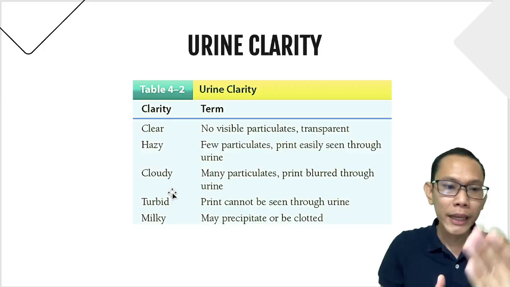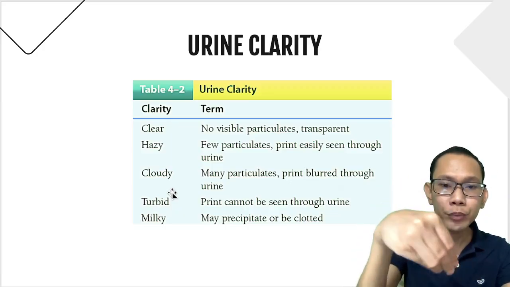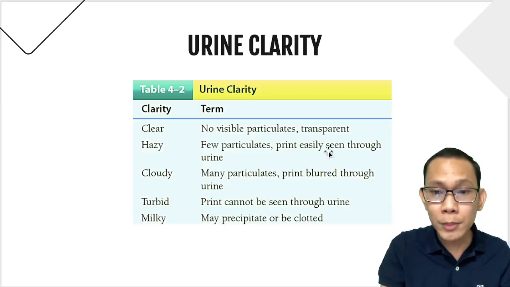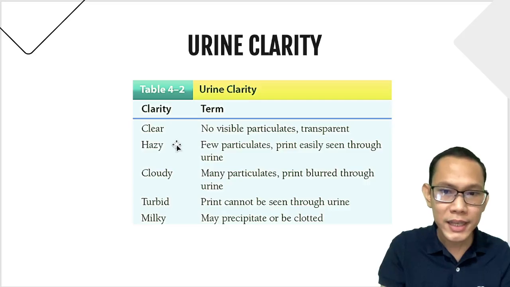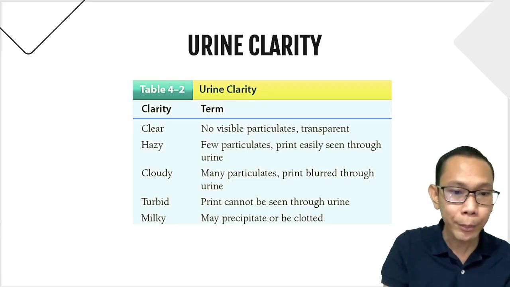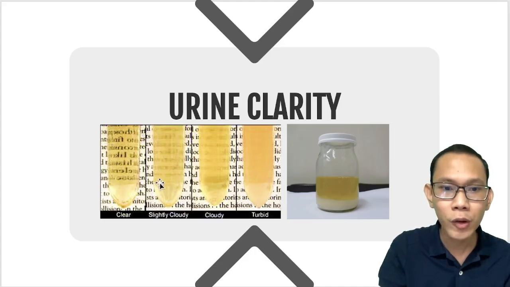Sometimes, may lagay kaming newsprint dyan, and sa likod, doon namin nilalagay yung urine sample. And if the print sa newsprint can be seen, then that's hazy. Kung nag-blur, it's cloudy. Kung cannot be seen throughout, that's already turbid. So, meron tayong example niyan. Ayan. So, may newsprint kami sa likod. And then, these are now the different urine specimen. Nilalagay namin sa test tube.